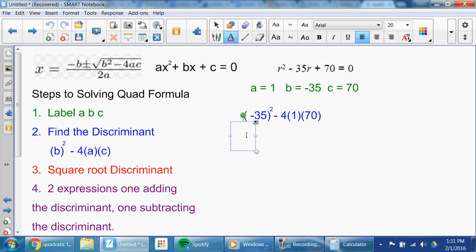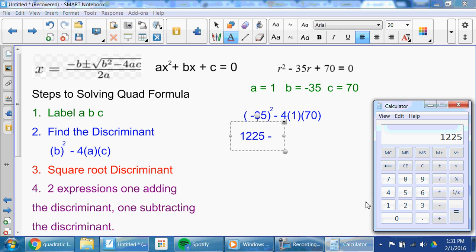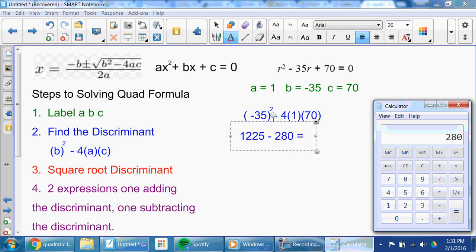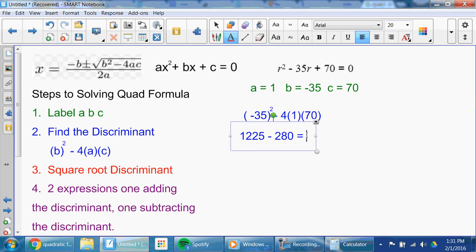So I do 1225 minus, and now I need 4 times 1 times 70. That gets me 280. Okay, so I subtract those two. I do 1225 minus 280. Now your calculator probably puts them all in there, and that gets me 945 as my answer. So I get 945 as the answer to my discriminant.